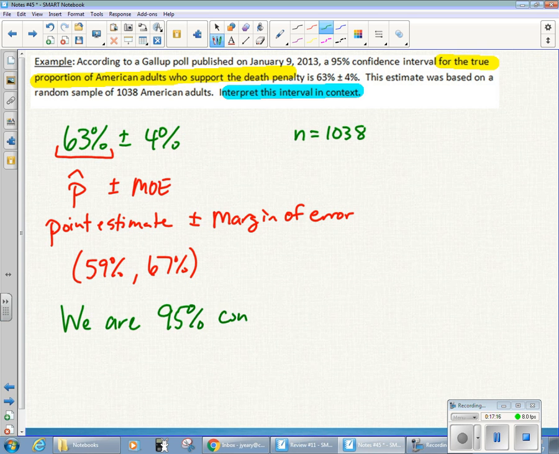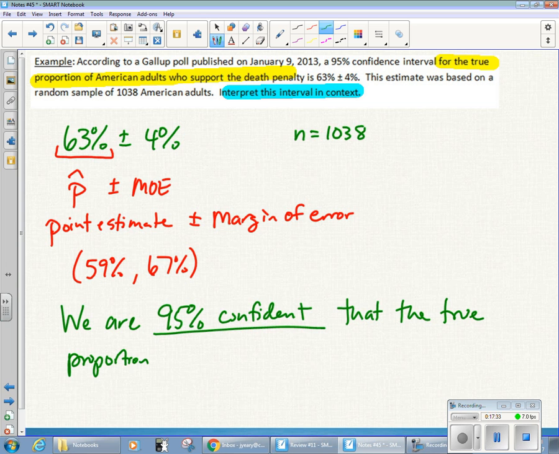95% confident. This is important. You've got to have your confidence level in there. Then, just take this straight from the problem: the true proportion of American adults who support the death penalty.